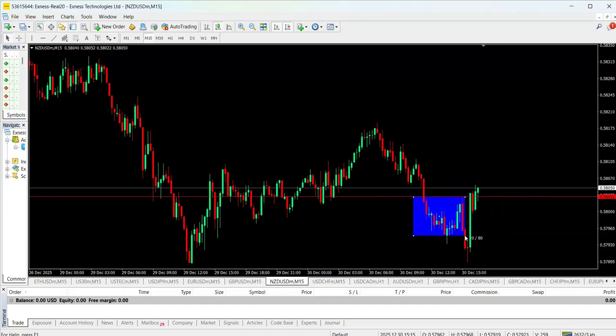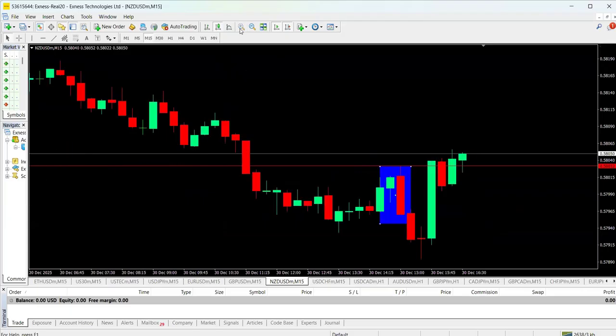Take a look at this, guys. I'm going to make this bigger so that we'll see. You see this engulfing candle here? This engulfing candle is a clear indication that sellers had a lot of power down here to push this market down, by this good engulfing.